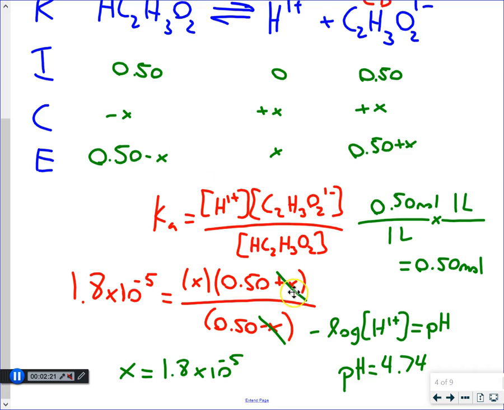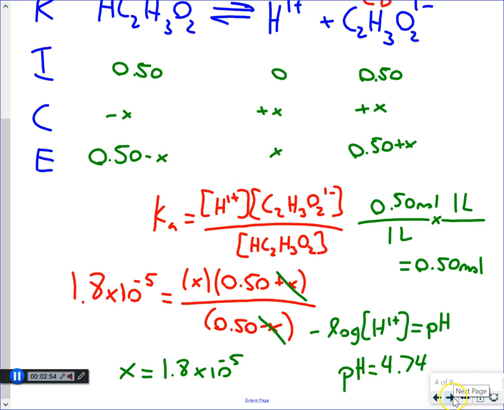We do a little math magic. We ignore those x's. 0.5 divided by 0.5 is just 1. So in reality, the value of x ends up being 1.8 times 10 to the negative 5, the same value as our Ka. We take the negative log of that value, because x is the hydrogen ion concentration, and we can find the pH of this buffer. We get a pH of 4.74.